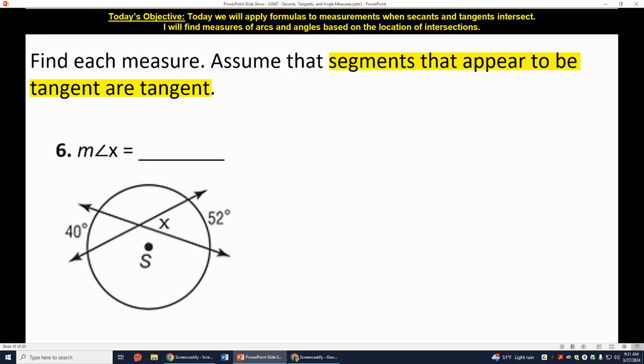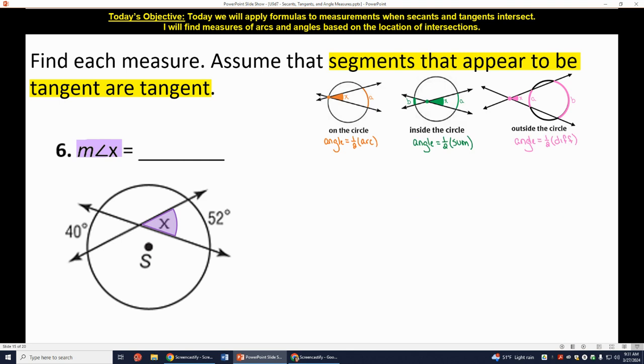All right, we have another number 6. The numbering got a little off. Number 6, find the measure of angle X. Here's the location of angle X. Is this on the circle, inside, or outside the circle?